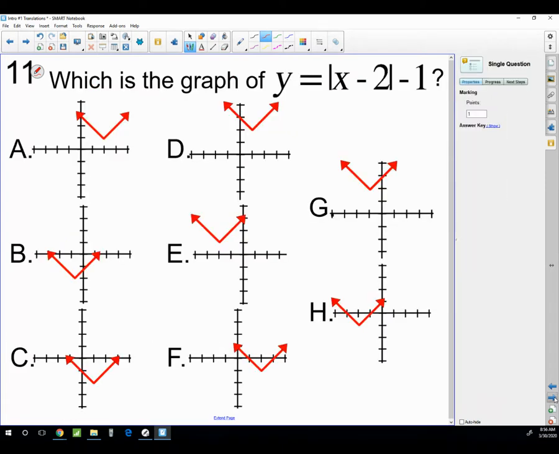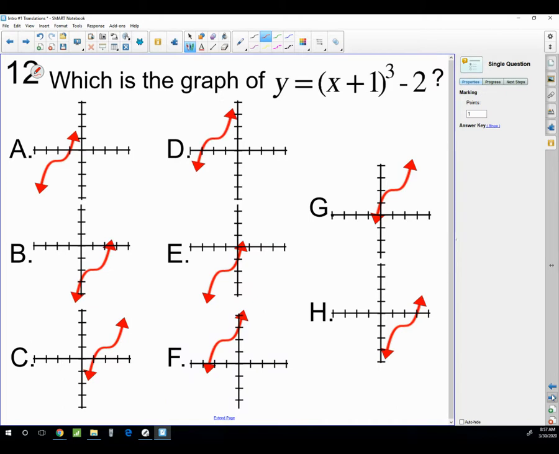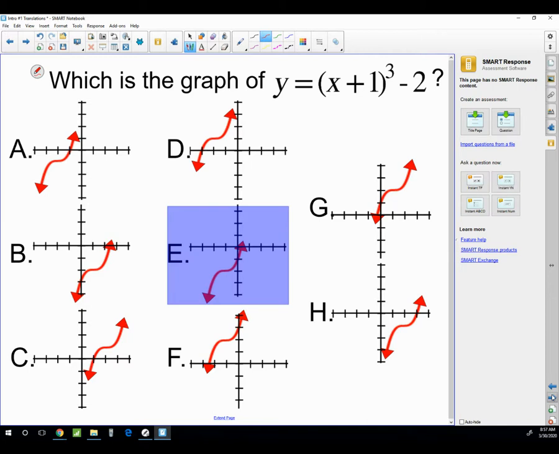All right, let's do a couple of these. It's got 2 shifts in it. All right, the answer is F, right 2, down 1. Number 12, see if you can guess the answer. It is E, left 1, down 2. And so on the parent function, that inflection point on the parent function is what we're moving. And that's what allows us to put it right there at left 1, down 2.